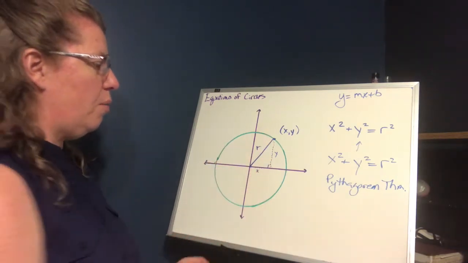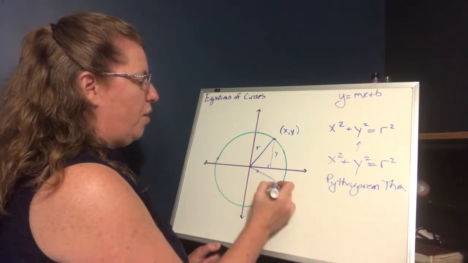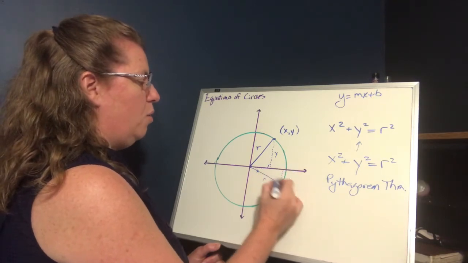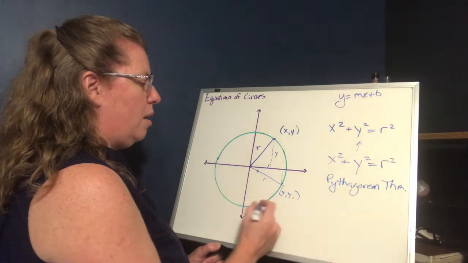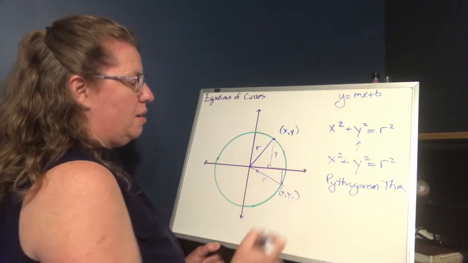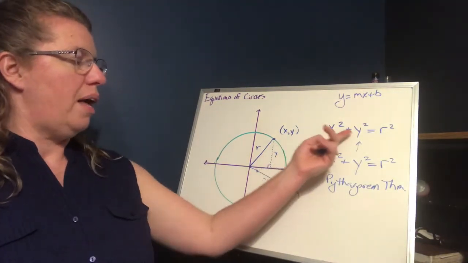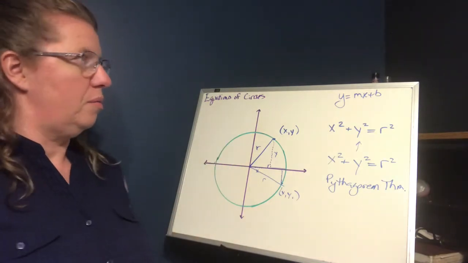I could do the same thing with other points here. If I wanted to find, here's my r again, this time let's make this point x1, y1, then this would be a distance of x1, a distance of y1, but we'd still get our r squared. So we can use x and y to stand for any point on our circle.